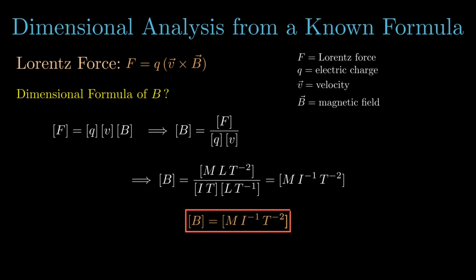So once again we substitute the dimensional formulae for each of them and simplify. Thus finally we arrive at B equals M times I^-1 times T^-2. Expressed in SI units, it reads kg ampere inverse second to the power minus 2, a combination given its own special name, the Tesla.